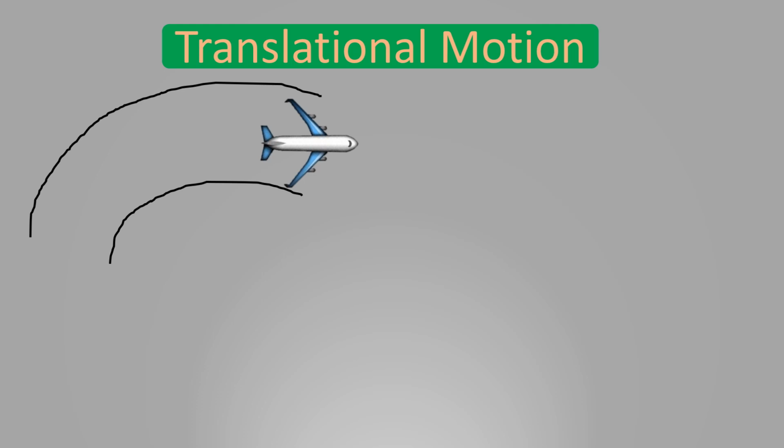Translational motion. This is one special kind of linear motion. Take a look at this airplane. This airplane is moving along a curved path. When it moves along this curved path, there's a little spin on the airplane, so every particle on it doesn't move the same distance in the same direction. The point on the upper wing travels more distance than the point on the lower wing. The two curved paths show the difference between the upper wing and the lower wing. So every particle on this plane doesn't move in the same direction at the same time by the same amount.